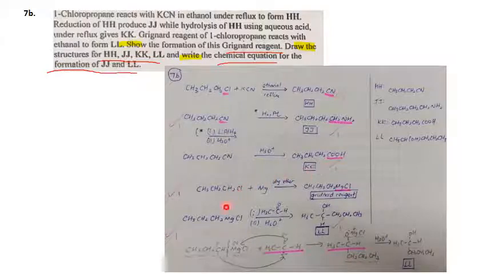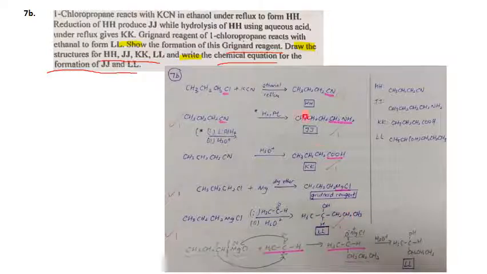Okay, next, the Grignard reagent of 1-chloropropane reacts with ethanal. So I have to show the Grignard reagent, because here we show the formation of the Grignard reagent. So this is the equation to show the formation of the Grignard reagent. Remember the solvent is dry ether. Okay, continue. The Grignard reagent of 1-chloropropane reacts with ethanal to form LL. So this is ethanal, so it will form a secondary alcohol.